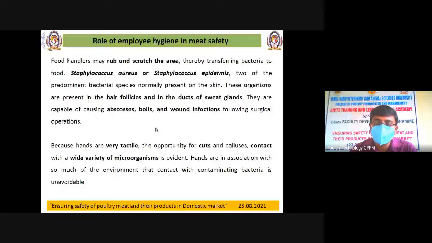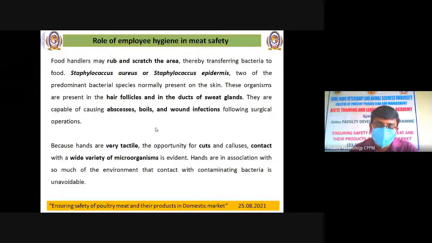When there is any cut or surgical wound, these organisms may cause abscesses, boils, and wound infections, including during a surgical operation. When wounds or skin infections are not treated properly, even any mild scratches, if not taken care of, may cause infections.